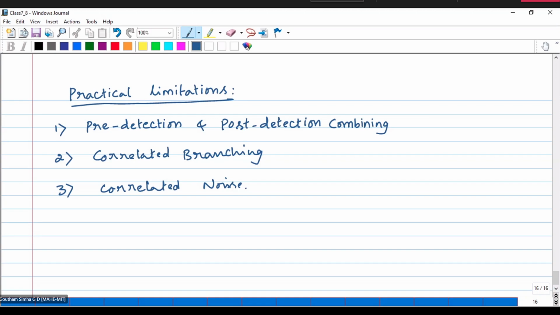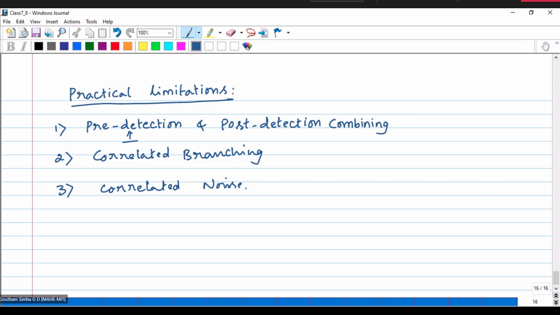In pre-detection combining, what happens? The signals are first combined and then detected. So there are two different implications to these things. Pre-detection systems are usually more complex. Why? Because in pre-detection systems, signals are first combined and then detected. Now the probability of error in detection is more because you are simply combining everything and then detecting the symbol that is transmitted or the waveform that has been radiated. So these are usually complex and costly.